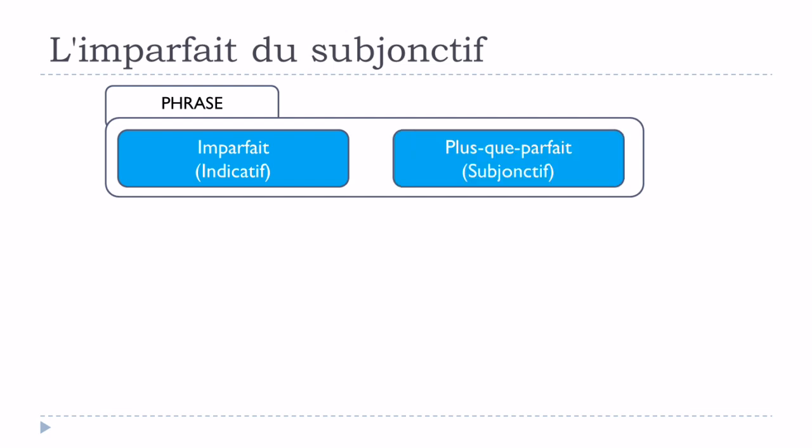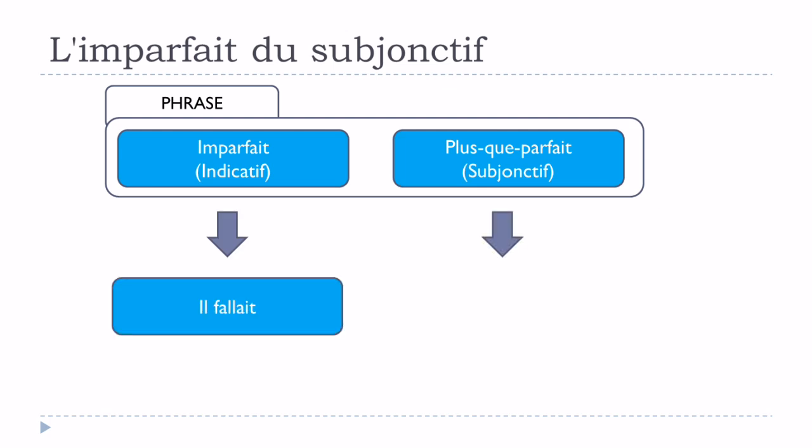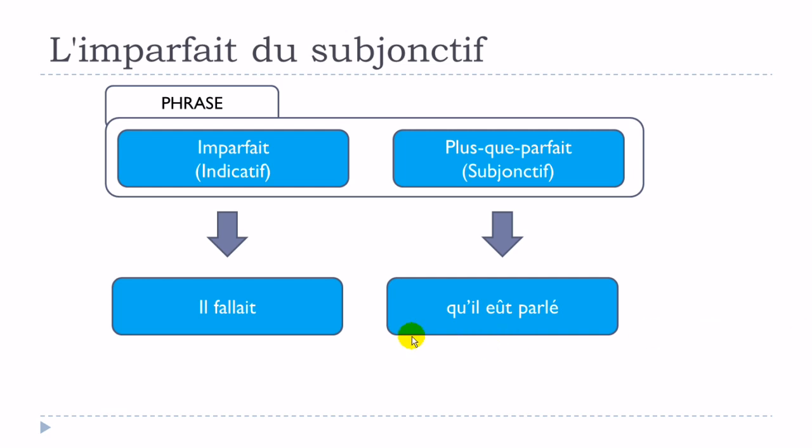But then, as we saw previously, it's also possible to have in the principale l'imparfait de l'indicatif, and in the subordonnée le plus que parfait du subjonctif, and we will get il fallait qu'il eût parlé. Okay, so exactly the same thing here. We've got imparfait de l'indicatif, and in the subordonnée we've got qu'il eût parlé, and this form here is actually what we call plus que parfait du subjonctif. Okay?